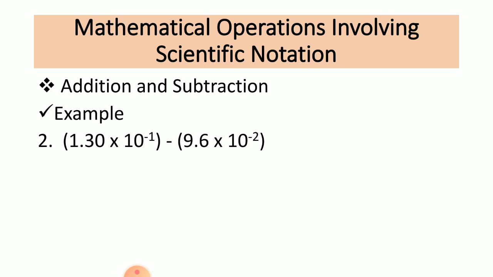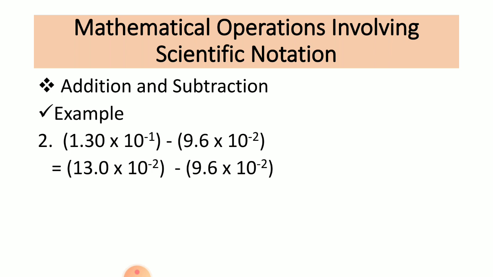So what does negative 1 needed so that it will become negative 2? So it needs negative 1. Therefore, we will move the decimal point 1 unit to the right. So that is now 13.0 times 10 raised to negative 2. Then, copy minus 9.6 times 10 raised to negative 2.